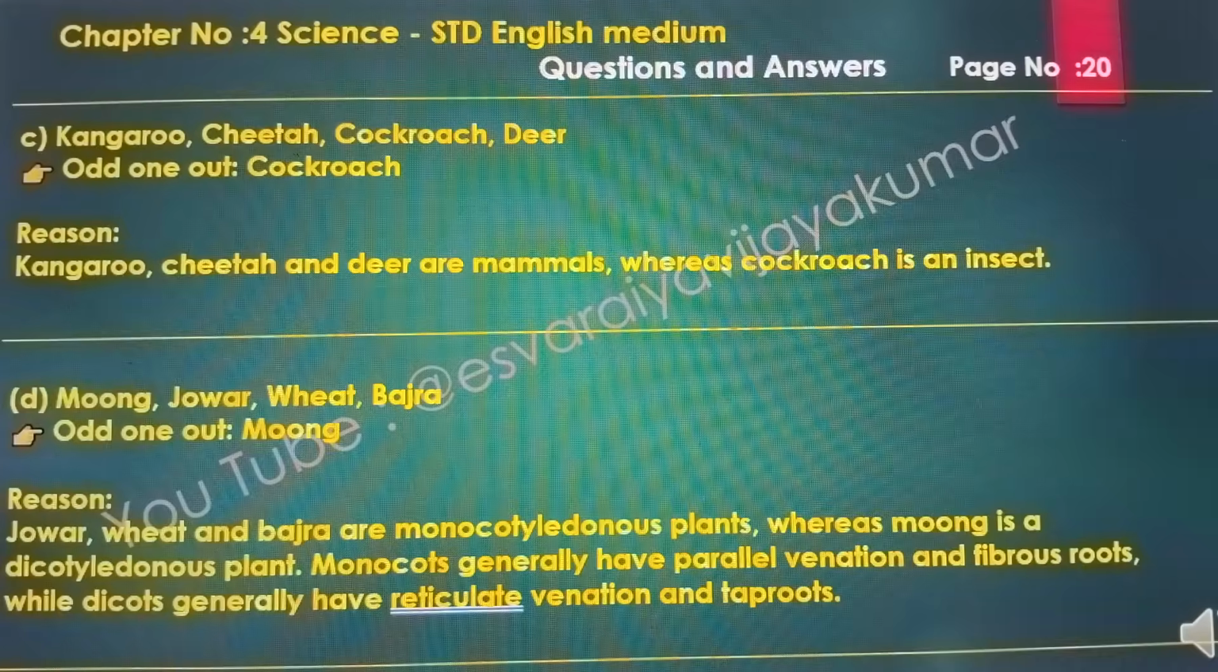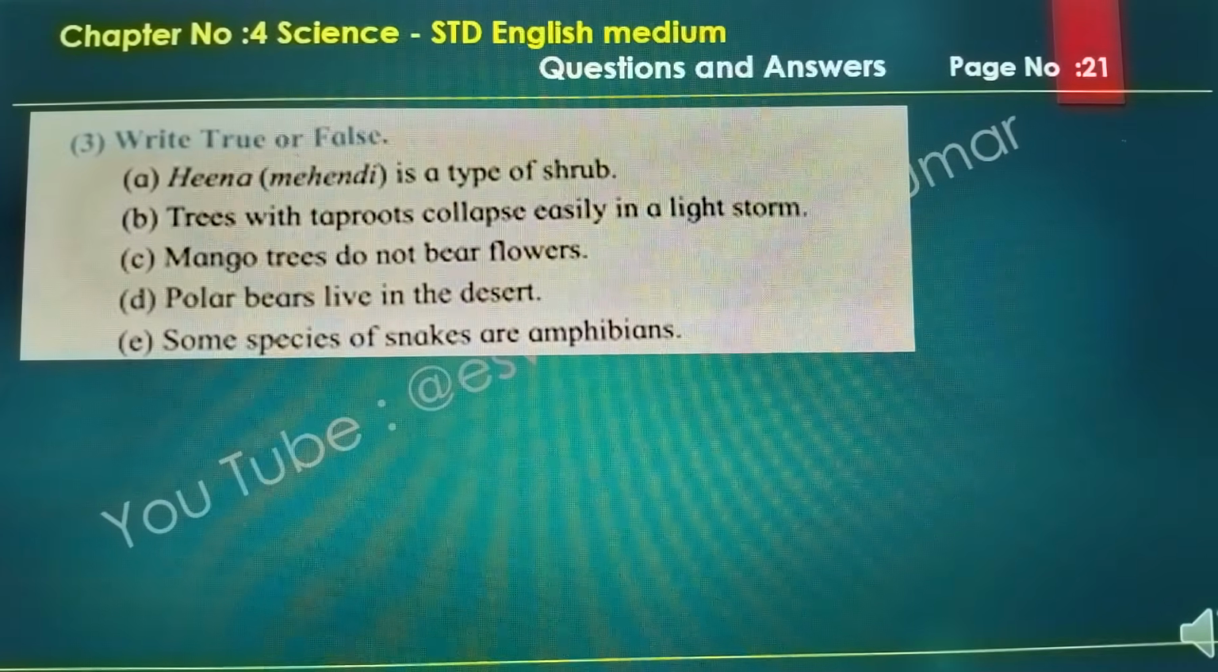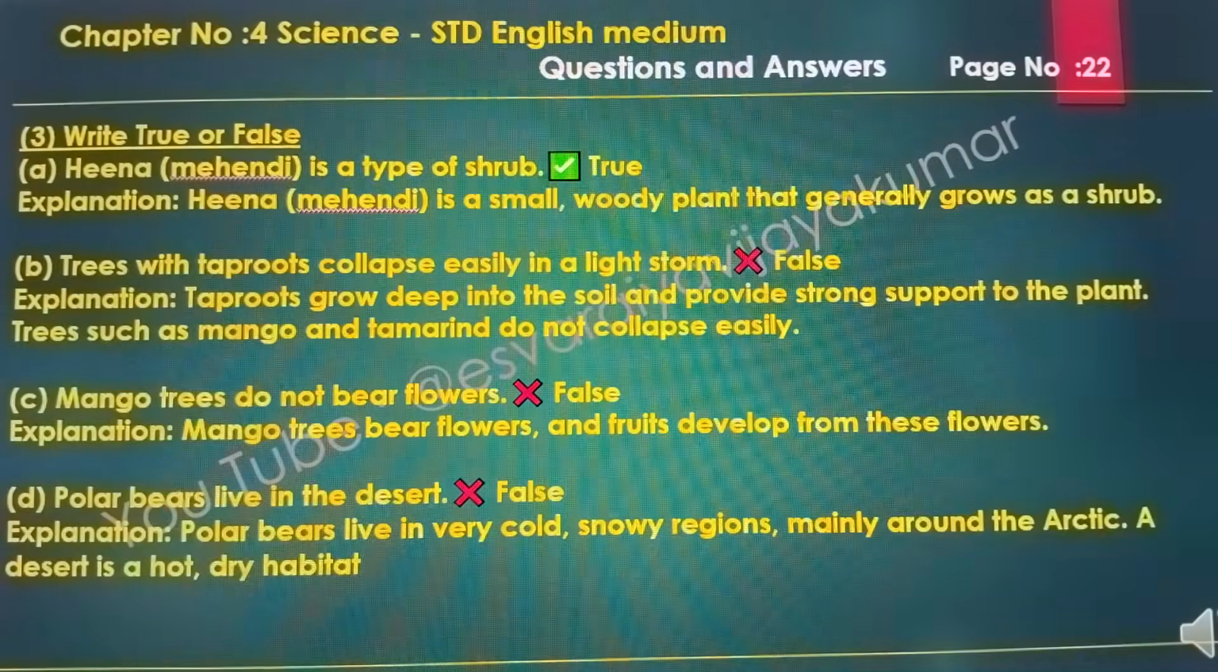Question number 3. Cockroach, kangaroo, cheetah and deer: the odd one is cockroach. Kangaroo, cheetah and deer are mammals, whereas cockroach is an insect. Write true or false. First one is true. Explanation: henna, mehendi, is a small woody plant that generally grows as a shrub. Second one is false.